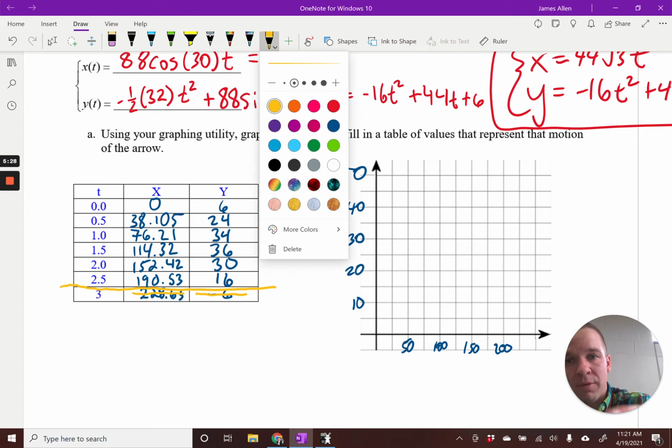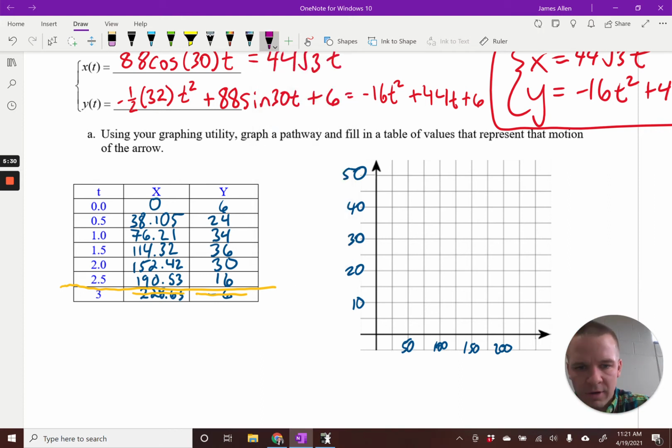But let's go ahead and plot these. I'll use a different color for plotting it now. So I've got 0, 6, which will be something like right around here. And then I've got 24, which is a little before 25, and 38-ish. So that'd be something like up here. Totally mixed up my X and Y's there. It can happen to anybody. 38, comma, 24. Somewhere in here. Then we got 76 and 34.